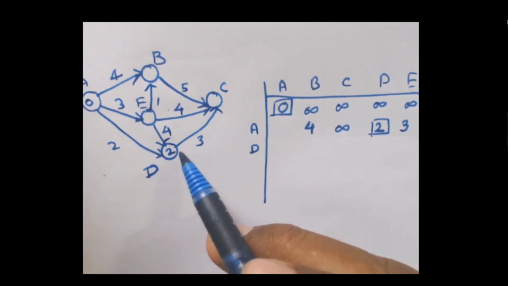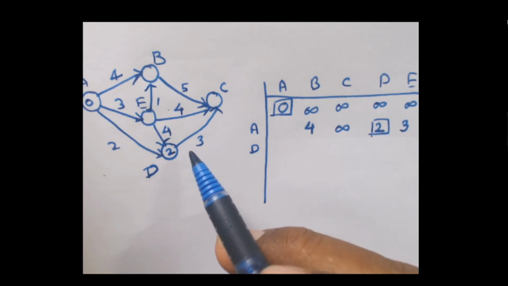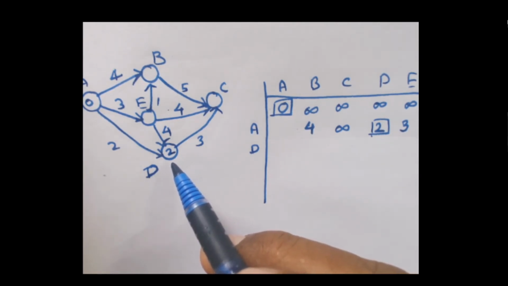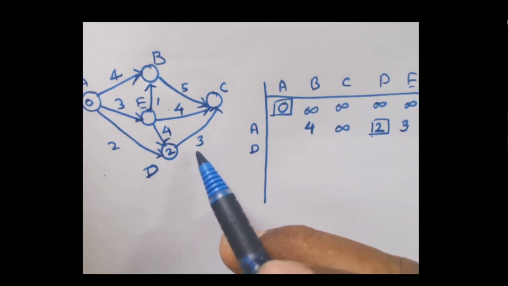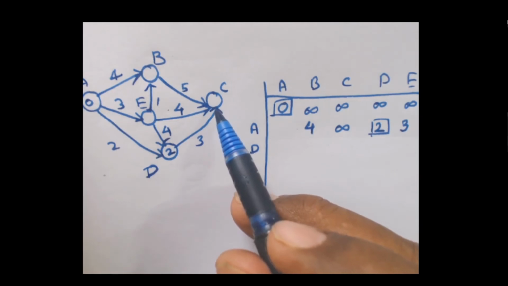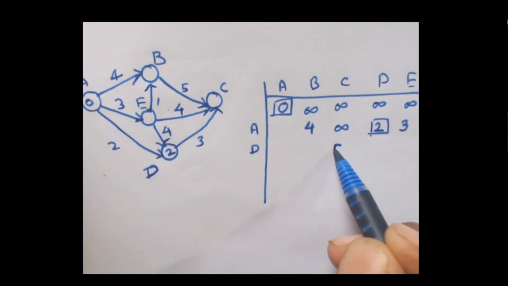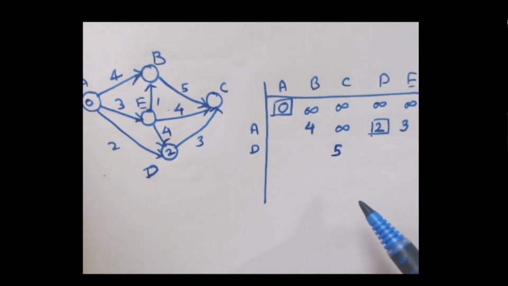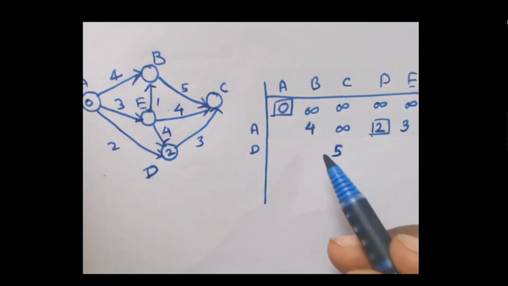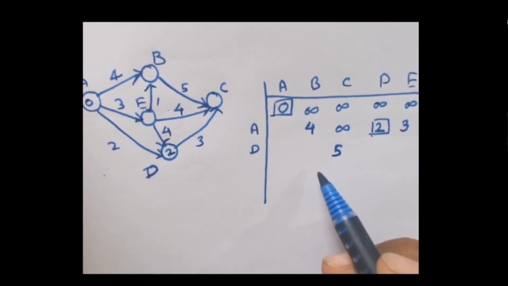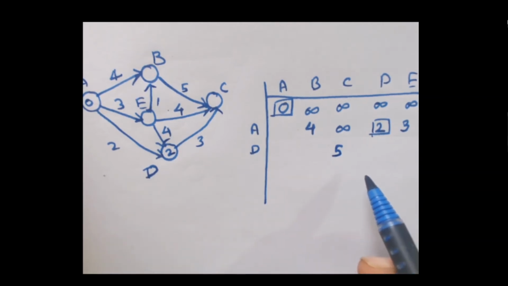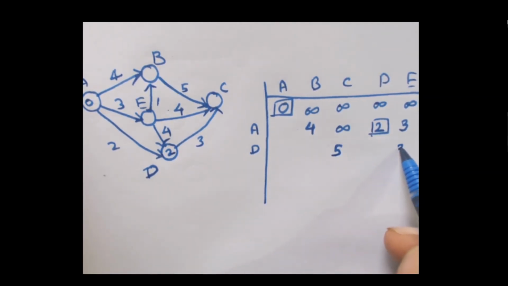So from D to C there is a path available. So we will relax this particular edge. 2 plus 3 is 5. 5 is better than infinity. So we will write 5 here. No other vertex is adjacent to D. So we will directly write the previous contents here.